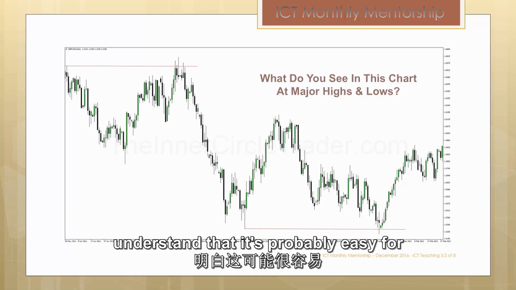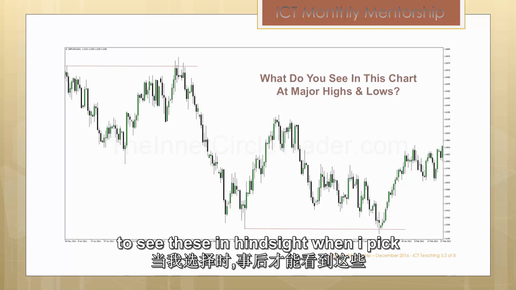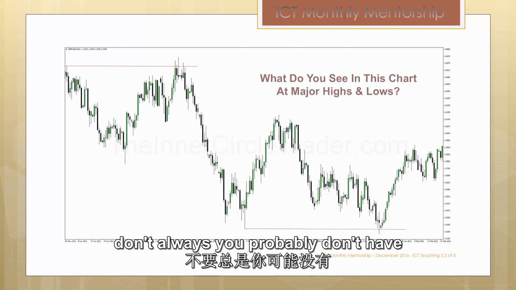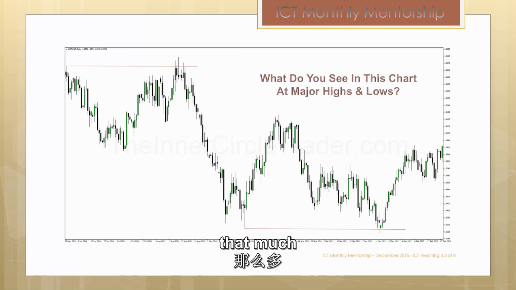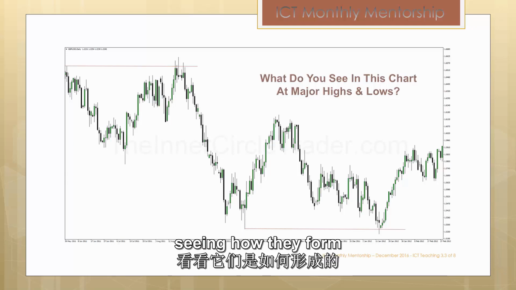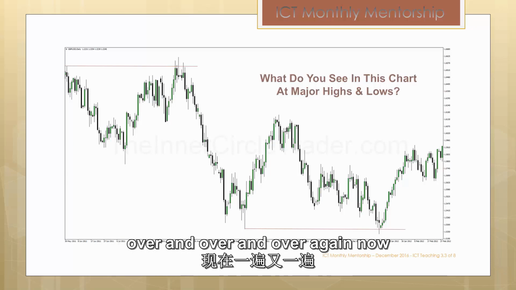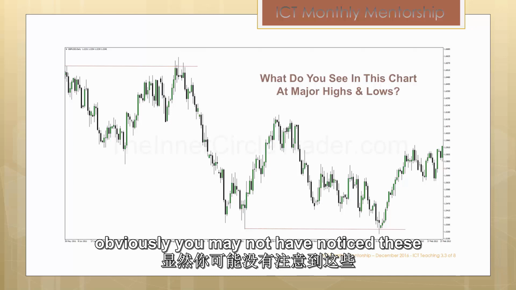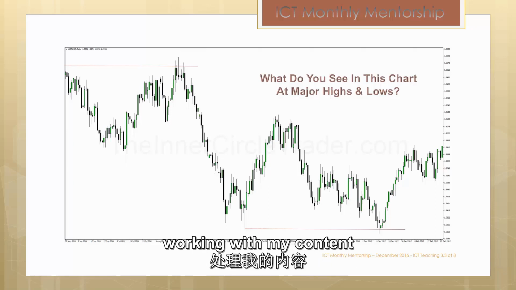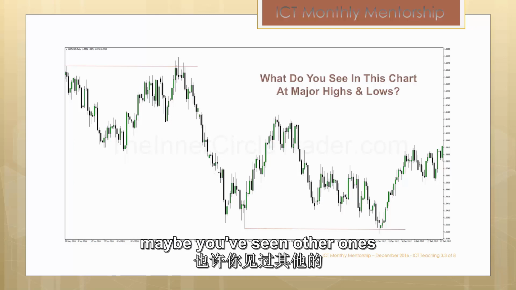It's important to understand that it's probably easy for you to see these in hindsight when I pick them out on the chart, but you probably don't have that much experience seeing them come to fruition beforehand. So in other words, you don't see them forming in advance. And it's because you haven't spent enough time going through the charts, seeing how they form over and over again. Now, obviously, you may not have noticed these. I'm pointing them out to you here. But for some of you that have been working with my content, maybe you've seen other ones.